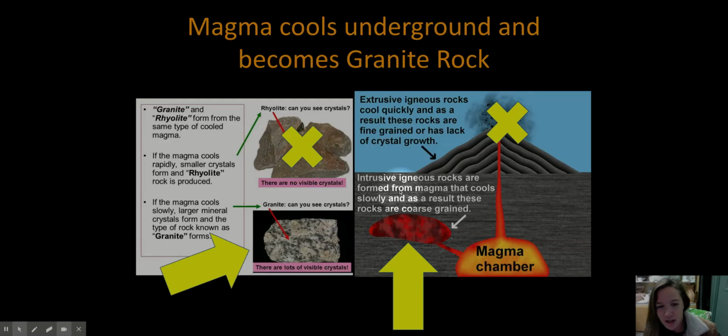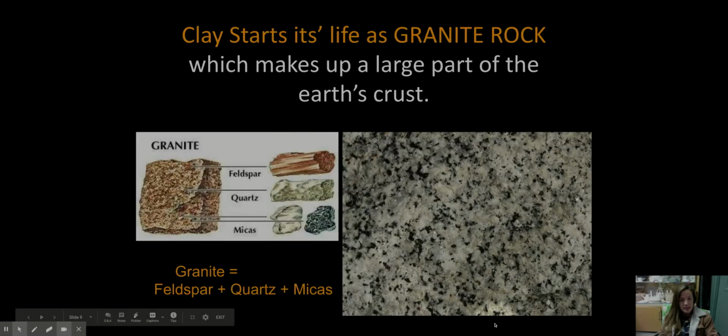And it's stuck under the Earth, and it slowly cools over millions of years. So when that lava slowly cools, it forms crystals and becomes granite rock. So we're talking about this kind of granite with the visible crystals. All right, so let's take a look.